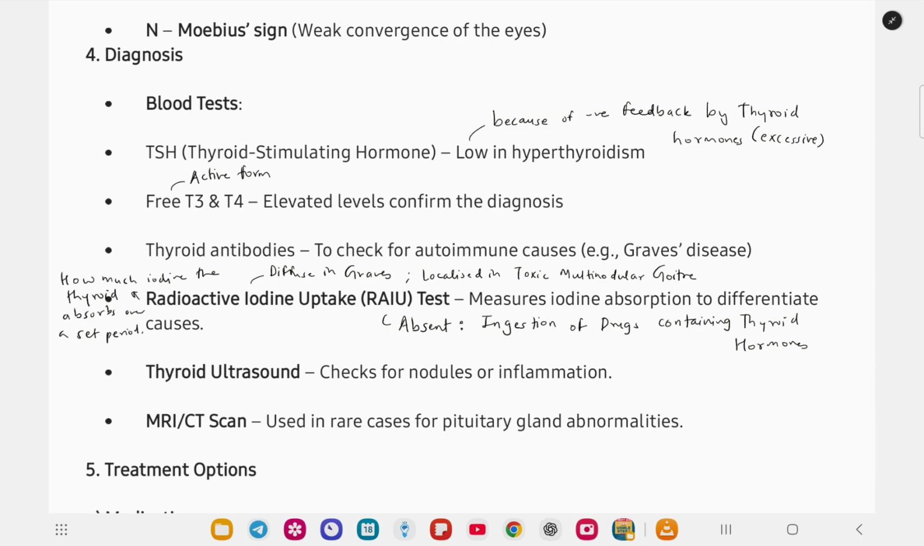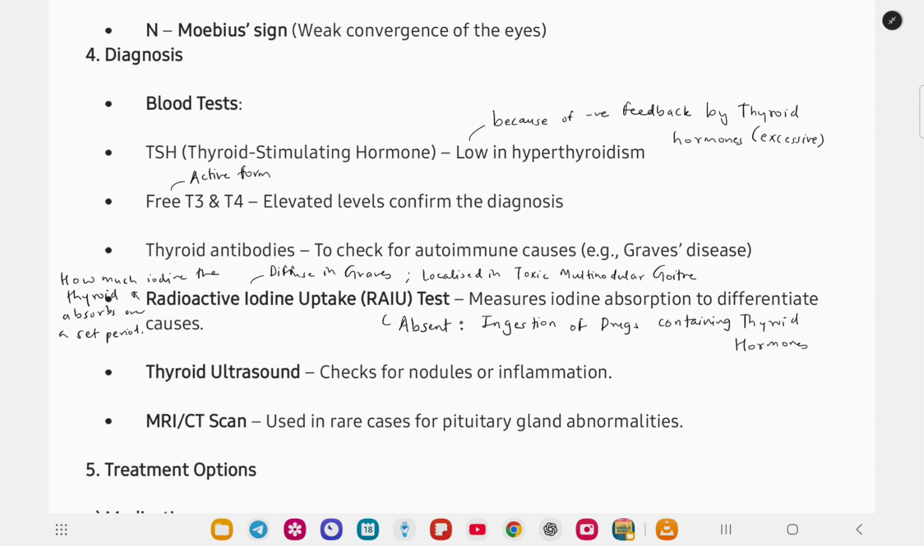So there is low TSH in hyperthyroidism. Then we check for free T3 and T4. Free T3 and T4 means they are unbound forms, active forms, which are elevated in hyperthyroidism. This confirms the diagnosis. Then we can also check for thyroid antibodies. This is usually done for Graves' disease. As it is an autoimmune condition, it produces TSI, an autoantibody which acts as TSH.